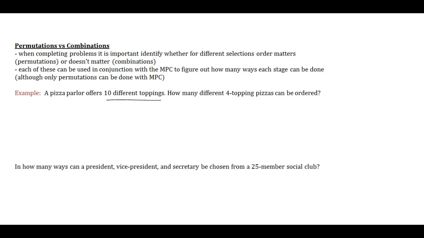you go to a pizza parlor and they have 10 different toppings. How many ways can you pick 4 toppings? Well, you're picking a group from a group, so I'm pretty confident that it's either 10P4 or it's 10C4, and that's usually where kids will get confused.